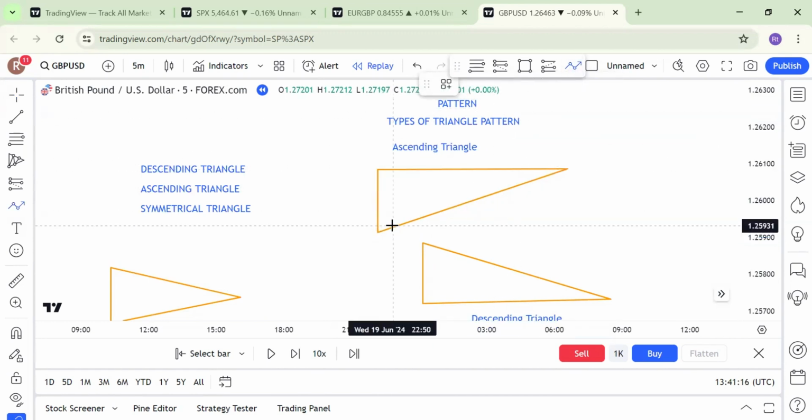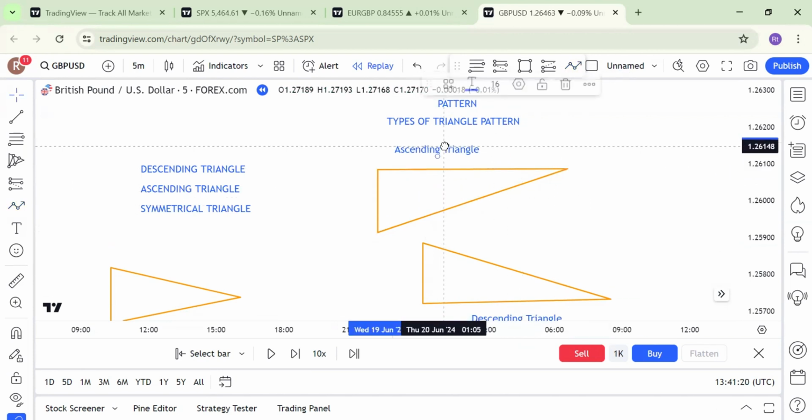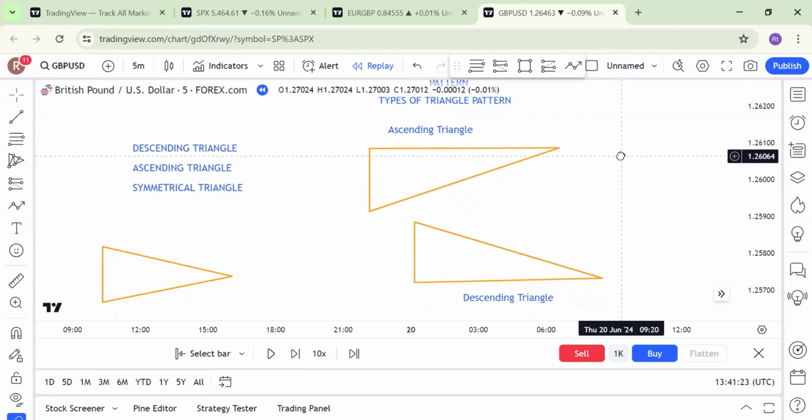So I have something for you. I will check it on the chart ourselves.